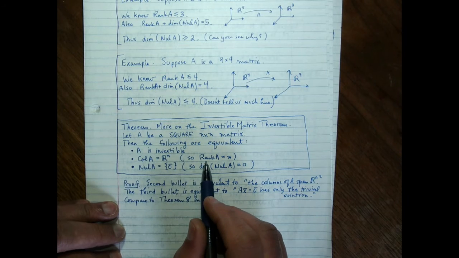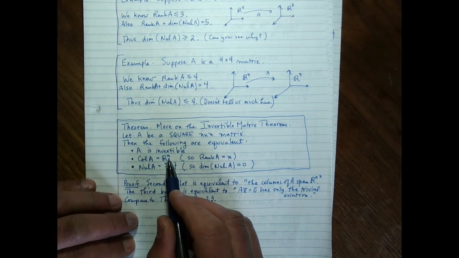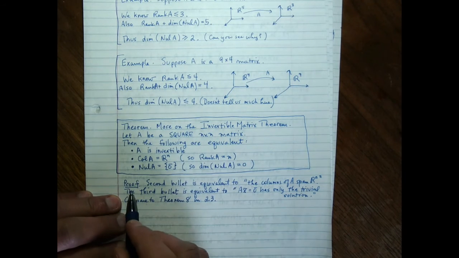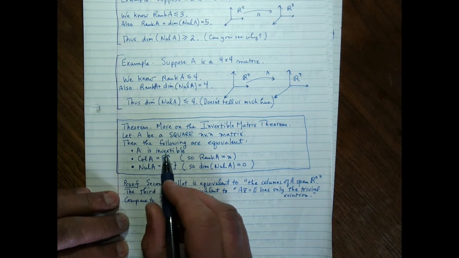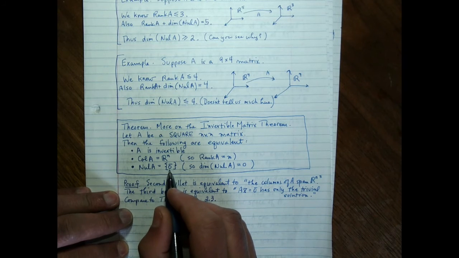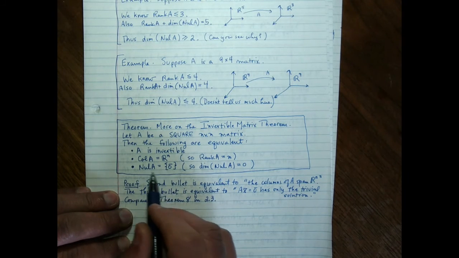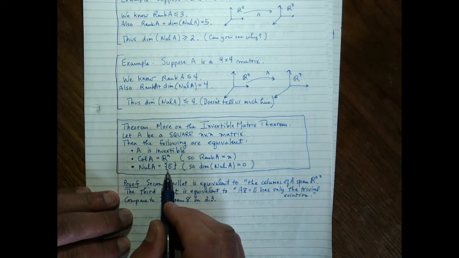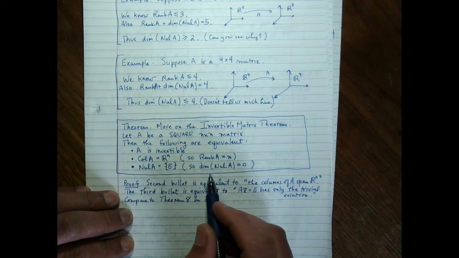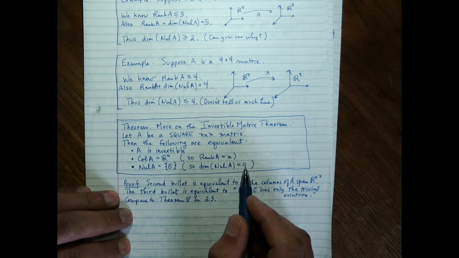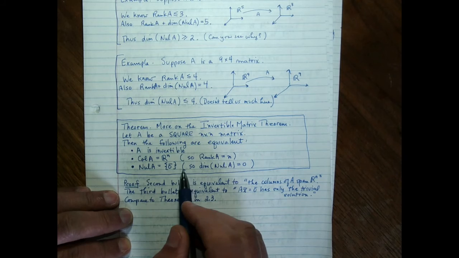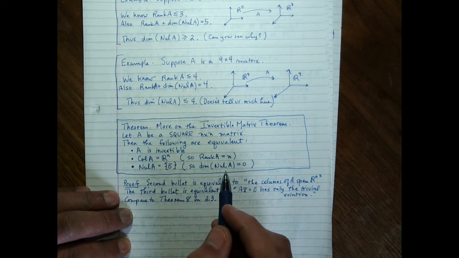We already know that. Now we can reword that in terms of rank: the rank of the matrix must be equal to n. Also equivalent to that is the null space of the matrix being just the 0 vector, which is equivalent to saying the corresponding linear transformation is 1 to 1. If the null space of A is just the 0 vector, the dimension of the null space of A is 0. So if any one of these is true, all the others are true. If any one is false, all the others are false.